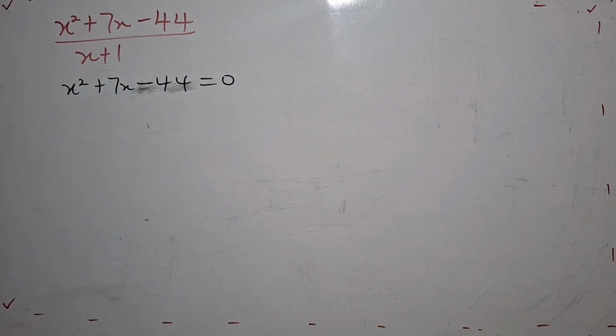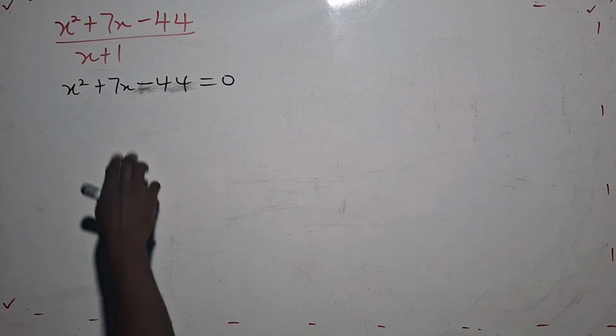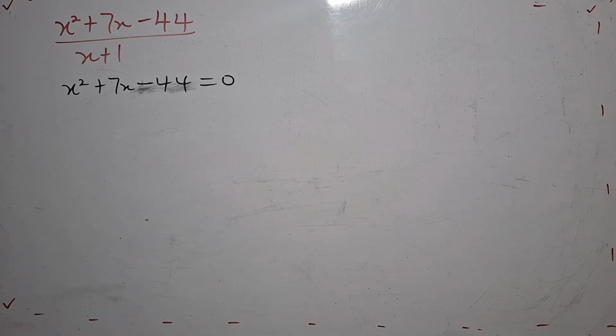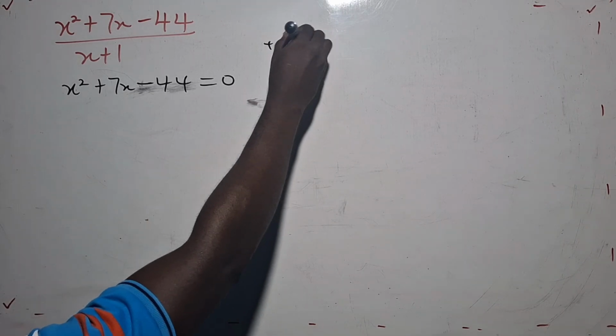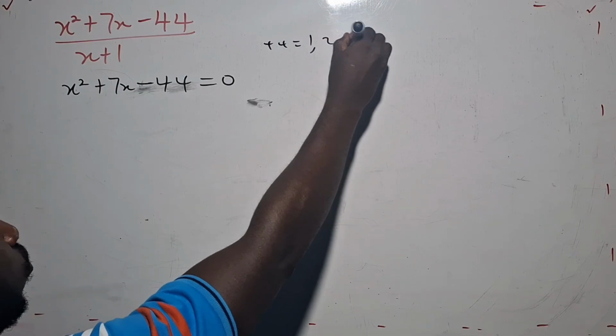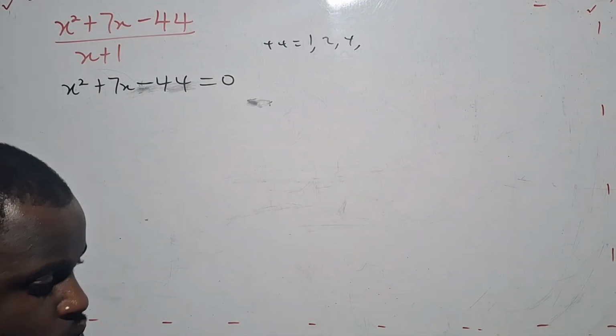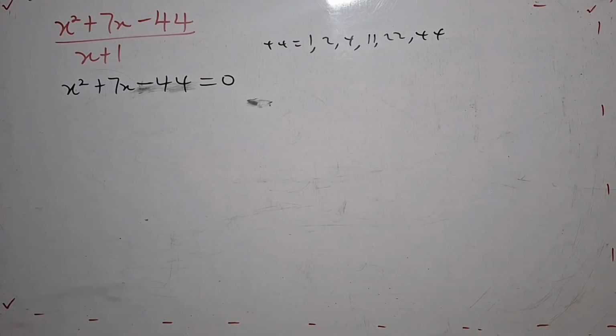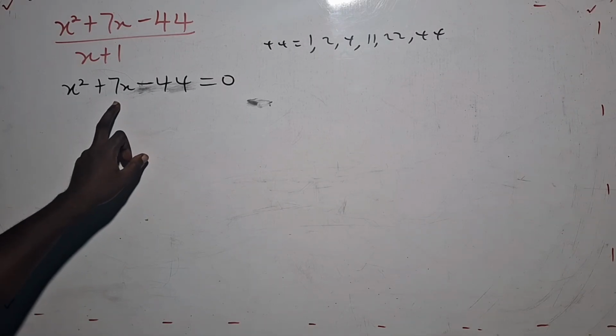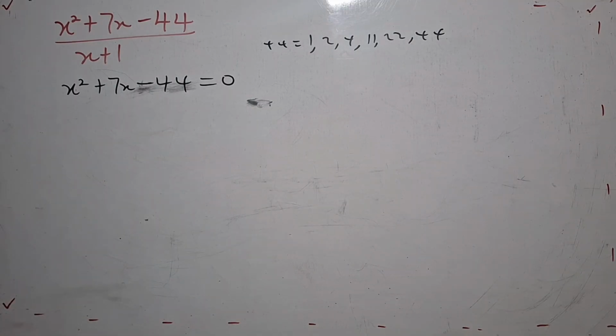Now this is a quadratic, so we find the factors of this. Two numbers that when we add, we get 7, but when we multiply, we get negative 44. So let's find the factors of 44. We have 1, 2, 4, 11, 22, and 44. So which two numbers, when you add, you get 7, but when you multiply, you get negative 44?